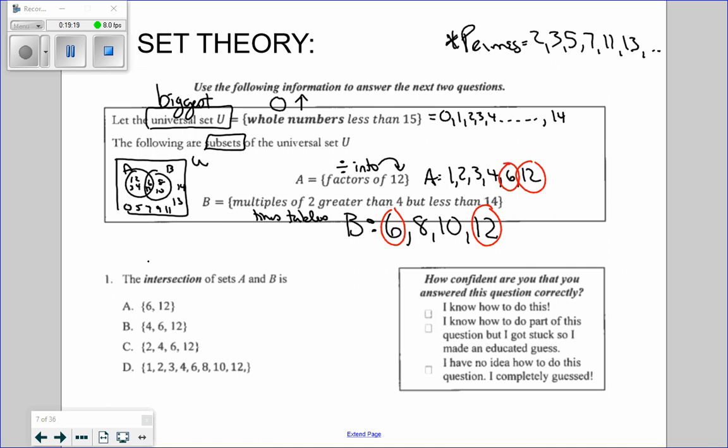So intersection means overlap. Now, the diploma can either use the word intersection or they could write it like this. That also means intersection. So the question would just say determine A symbol B. You would know that means intersection. Intersection means overlap. So what's the overlap? 6 and 12. Okay, take a brain break.